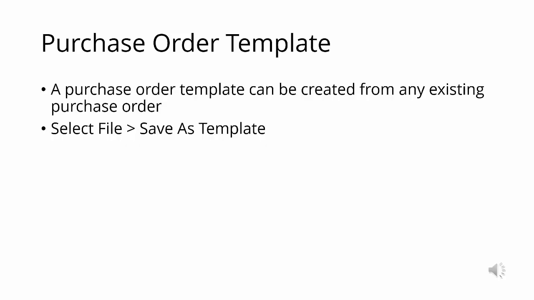A purchase order template can also be created from any existing purchase order. Simply open the purchase order you'd like to use for your template and select File, Save as Template to save that PO as a template to be used for future orders.